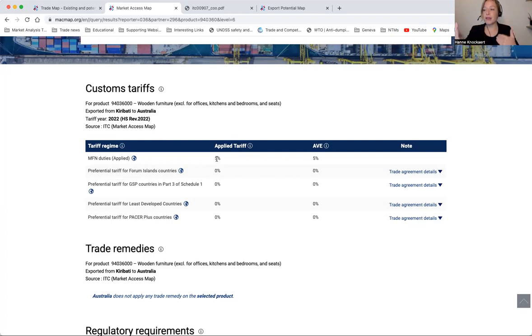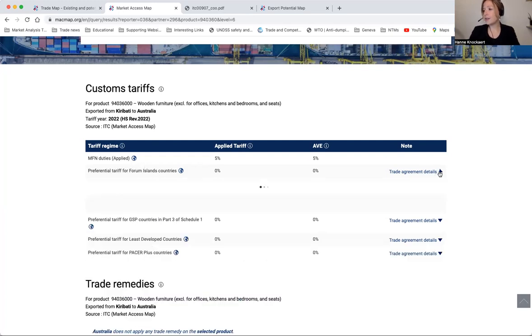So sometimes there's a bigger difference between the MFN rate and the preferential rate, but it's important that companies understand that this first line is the line that everyone else pays. And the next lines are about the trade agreement. So we see that Kiribati gets a preferential tariff of 0% under the trade agreement for foreign island countries.